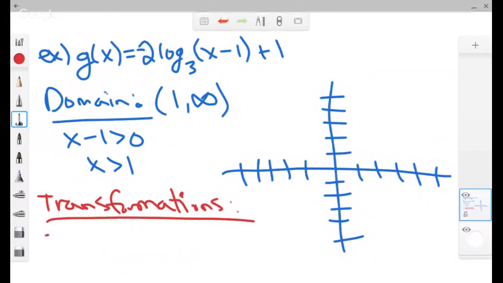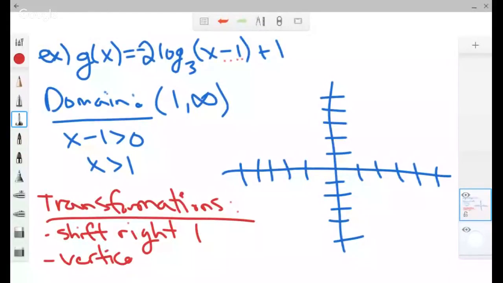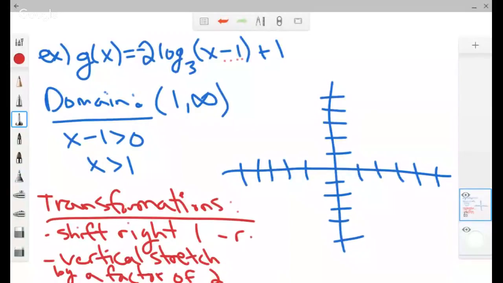One of them is going to be a shift right 1 because of this inside minus 1 here. You always do the opposite of what's there. We're going to have a vertical stretch by a factor of 2. I'm going to have a reflection over the x-axis. That's the negative sign up front. And then lastly, that plus 1 all the way at the end is going to be a shift up 1 unit.